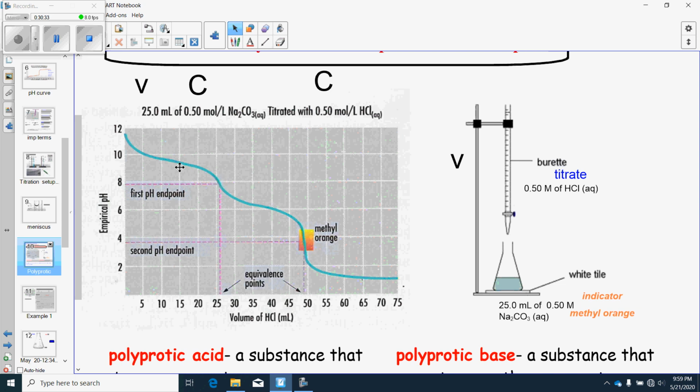But this has an endpoint up here, so each drop, this one's a little less drastic, but we have a drop here, and we have a drop here. This has an endpoint of 8. This one has an endpoint of 4. The equivalence point is 25. The equivalence point is 50. Here we put our indicator, so we actually will dictate the second quantitative reaction. So 2 endpoints here, 2 quantitative reactions, and we'll talk about why in the next video.